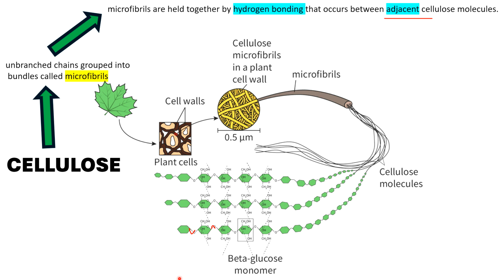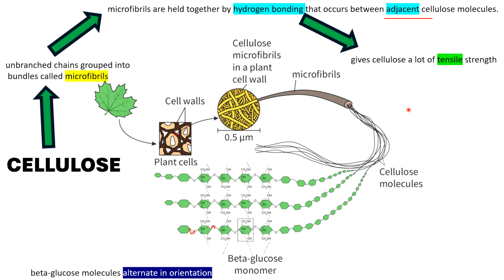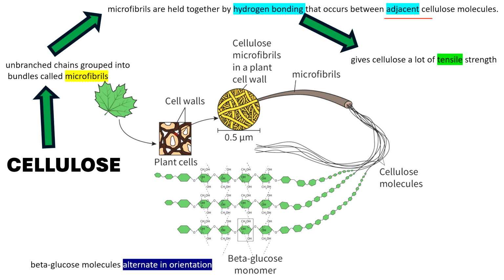Now, carrying on, these hydrogen bonds right here give the cellulose a lot of tensile strength, and this is a very important function as a cell wall. Beta glucose molecules alternate in orientation. We can see all of these are beta glucoses, I believe. Here the glycosidic bond is at the bottom, here it's at the top, here at the bottom, here at the top. That's why we say that they alternate in orientation.